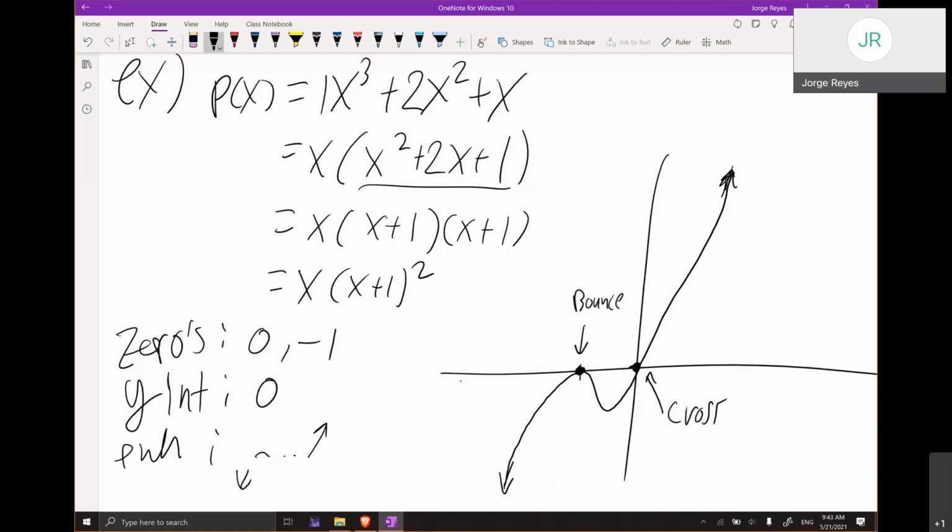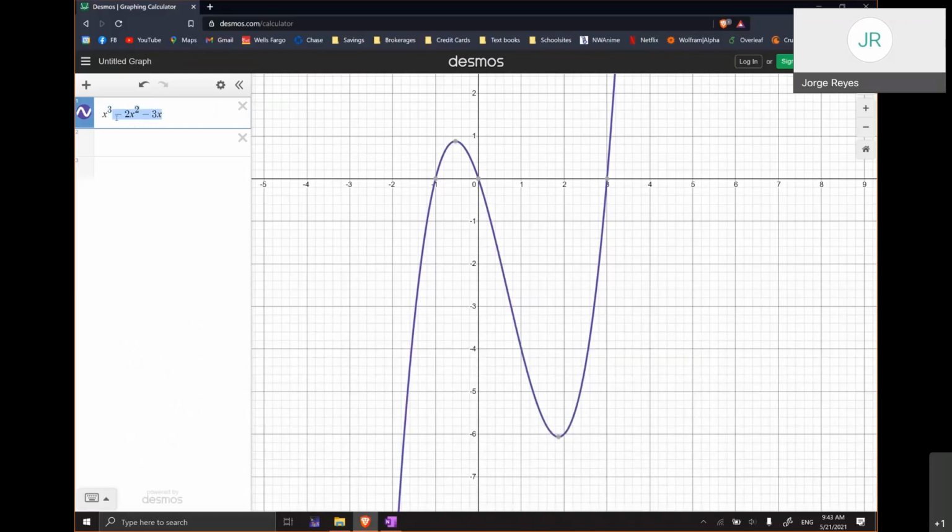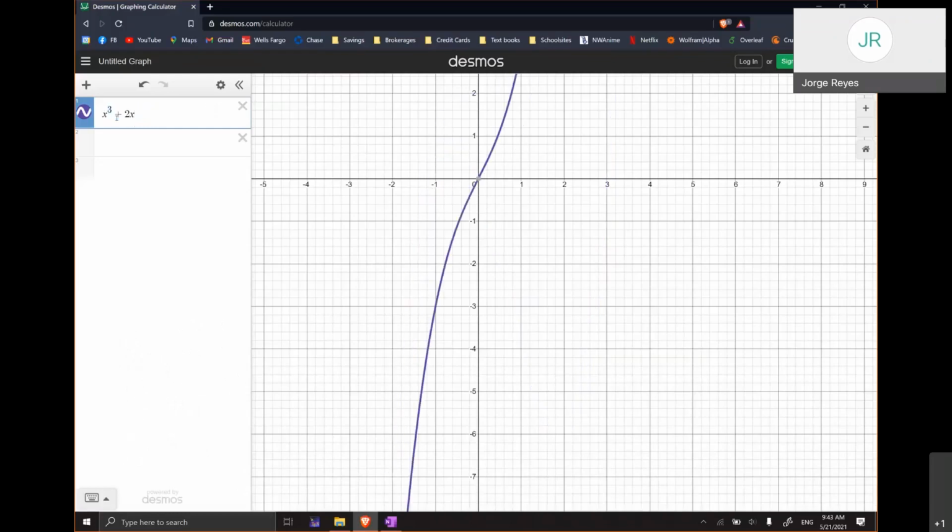And so how do I know that? Okay, it has to do with this thing, right? The fact that this has a squared on it, okay? And it's called multiplicity. But let me just show you, first of all, that this is correct. So x cubed plus 2x squared plus x.